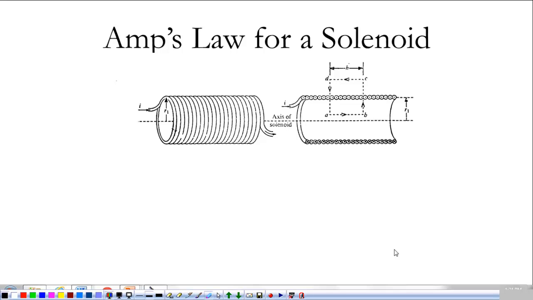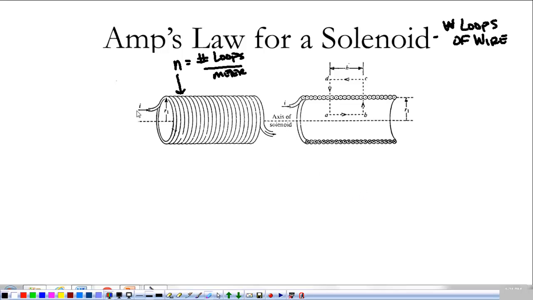Ampere's law for a solenoid gets complicated. Since I can't draw a solenoid, this is what we have. Now a solenoid is nothing more than loops of wire. And we're going to use another new term. It's N, which is number of loops per meter, number of loops per unit length. So we'll say that this particular one has N loops per unit length.